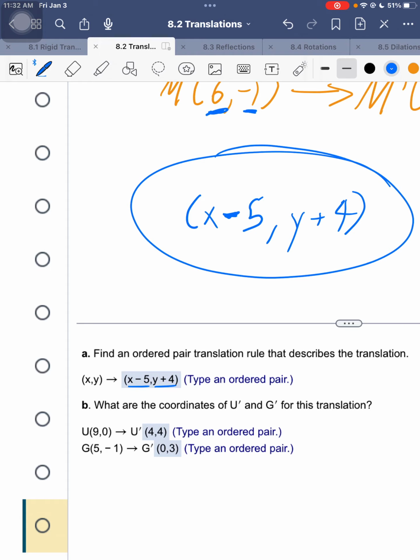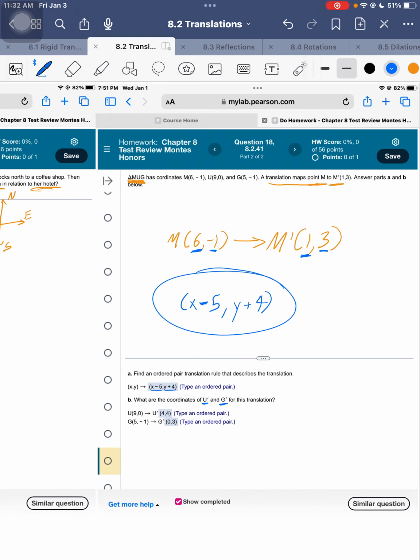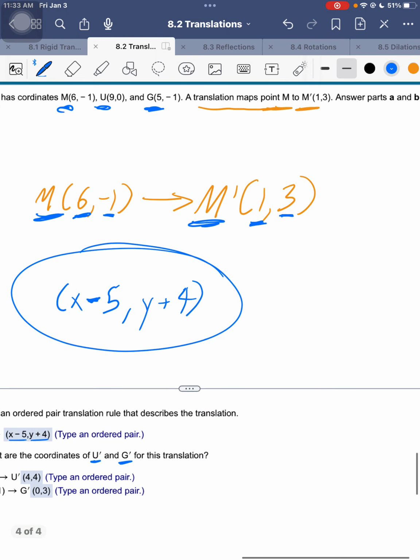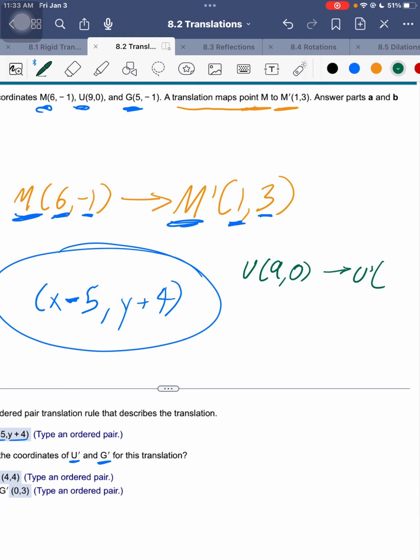Now it's asking me, what are the coordinates of u prime and g prime for this translation? Remember we talked about, if you find the translation rule for just even one coordinate, then you're fine. It'll be that same rule for every vertex in your figure. So where was u? U was 9, 0. So my u prime would be, what is 9 minus 5? 4. What is 0 plus 4? 4.